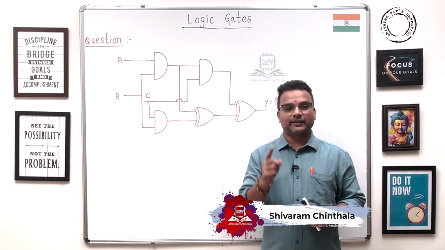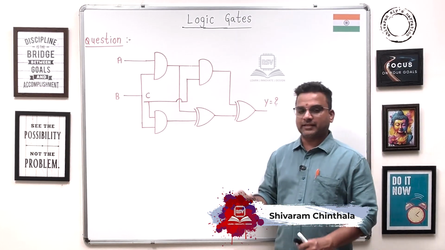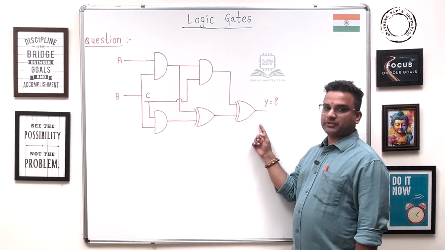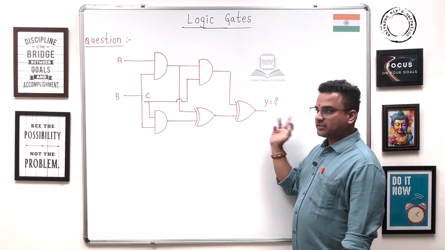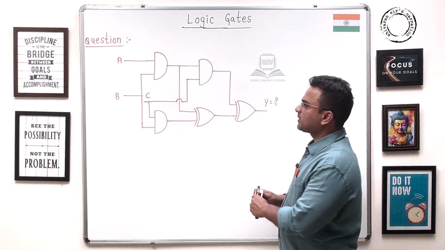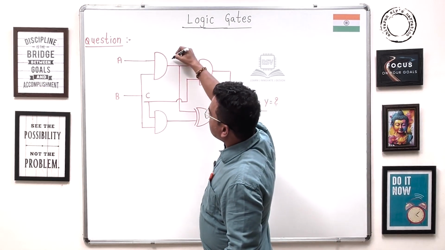Let's have another design challenge. This is the design and we want to know the simplified output expression for the given design. What is Y? The simplified Boolean expression. And now guys, what is the output of this gate?